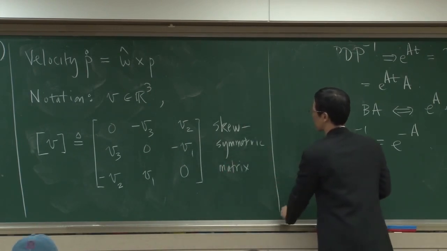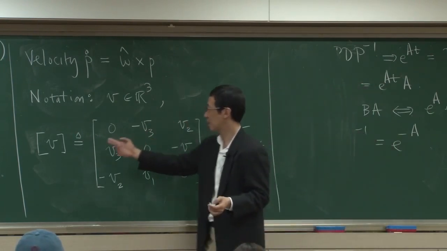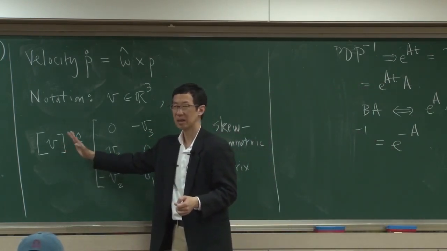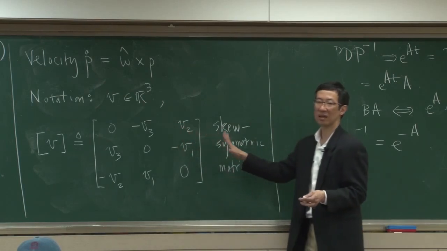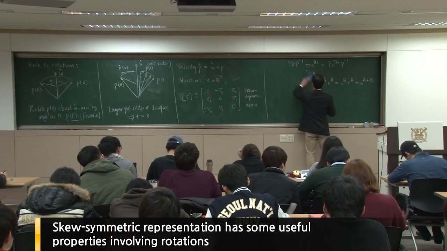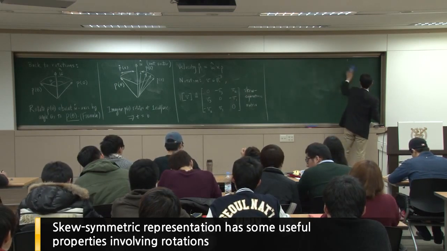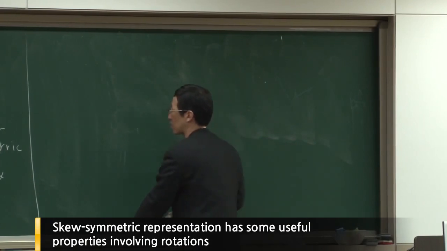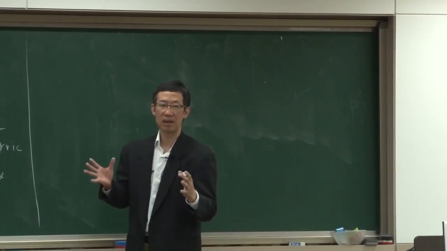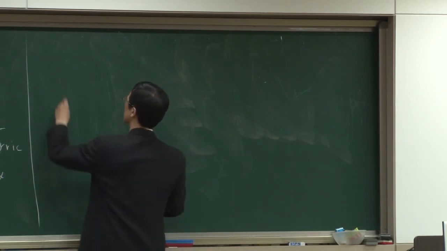Okay. All right. So anytime you see a three-dimensional vector written inside square brackets like this is what I mean. The reason for introducing this notation is that I now want to write the cross product as a matrix times some vector.